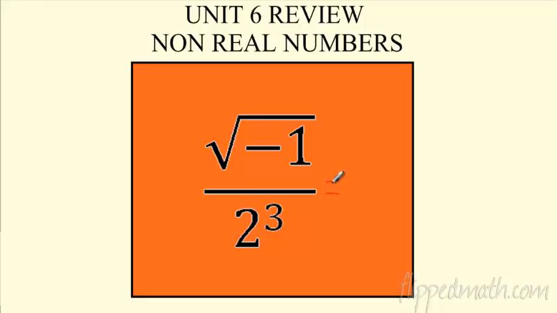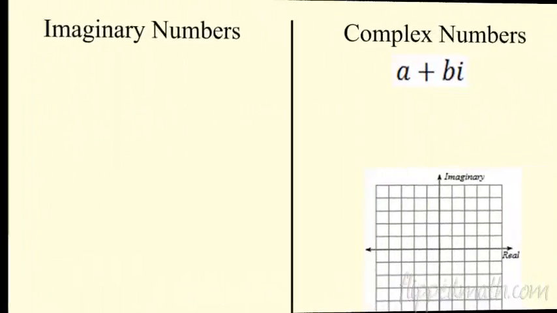What does this equal? Well, on top, what is the square root of negative 1? That is the definition of i. What's on bottom? 2 cubed is 8. So what does this mean? That's right. That is i over 8. Love it. All right, let's do a quick review here.